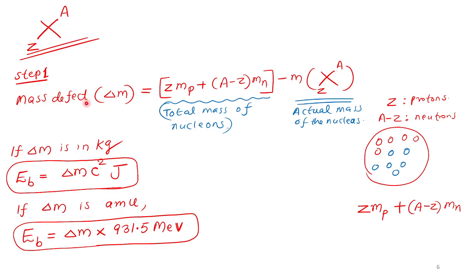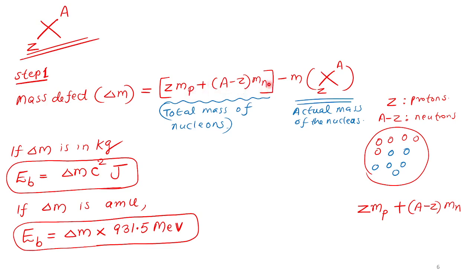The binding energy. To find the binding energy, we need two steps. The first step is you have to find out the mass defect. The derivation I will not discuss. The step 1 will always be this: mass defect, delta M. Mass defect is Z Mp plus (A minus Z) Mn.